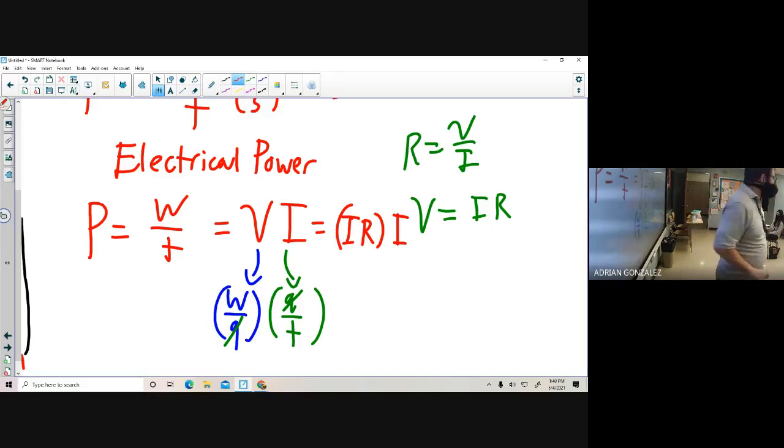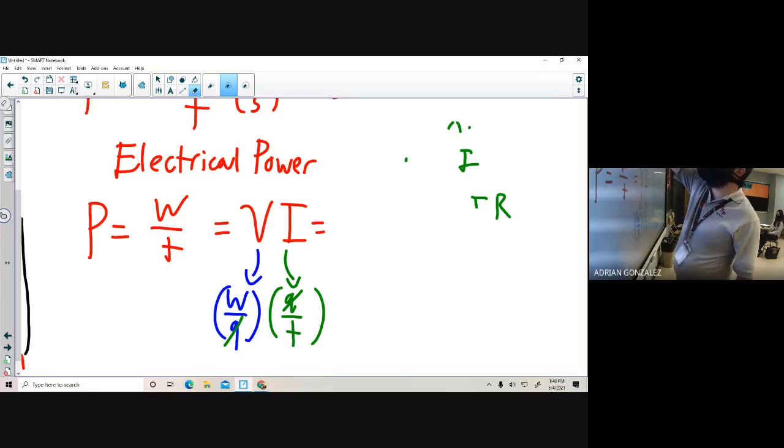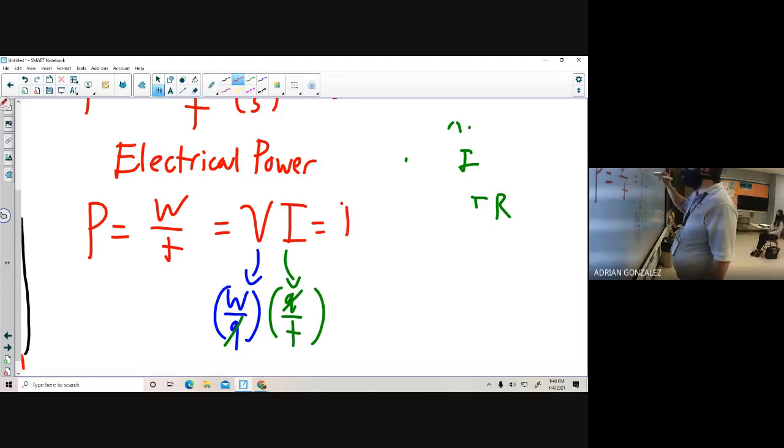Yes? That's messy. Let's clean that up a little bit. How can we clean that up? I squared times R. So we can get rid of this too, and we can make it I squared times R. Would work the same exact way. Does that make sense?